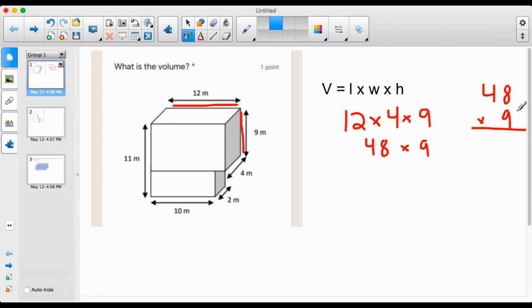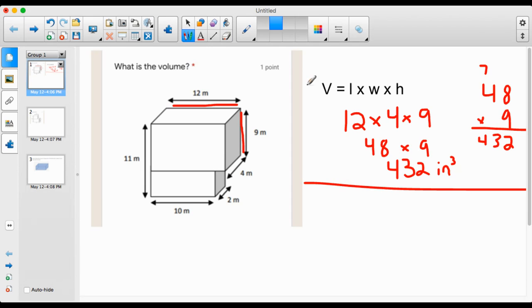So if I do stack it up, I know 9 times 8 is 72. I'm going to carry my 7. 9 times 4 is 36, and I'm going to add on 7 more. So 36, 37, 38, 39, 40, 41, 42, 43. So I'm going to end up getting 432 for my answer. But that's not everything yet. That's just my top box. So I'm going to call it 432 cubic inches, which I'm going to write as inches with a little 3 up in the air. And then I'm going to go because that's the top box.